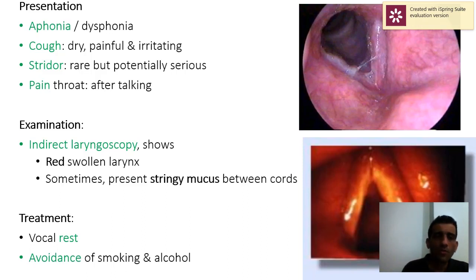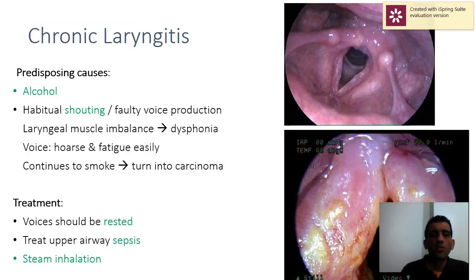The main management of acute laryngitis is voice rest and avoidance of smoking and alcohol. Voice rest means keeping the patient to talk in a normal tone, not in a high-pitched tone or hypo-resonant tone. Chronic laryngitis: important predisposing factors are alcohol consumption, smoking, and vocal abuse.